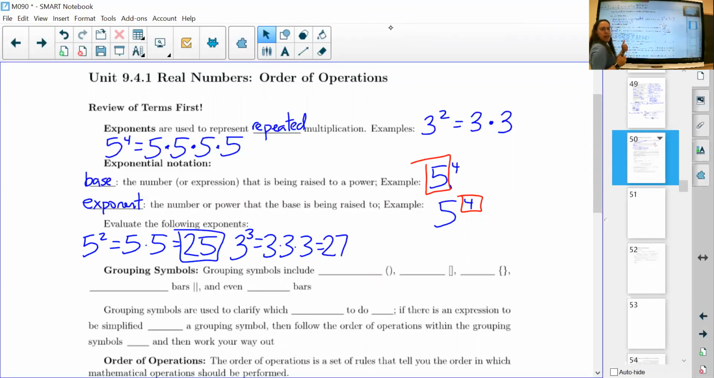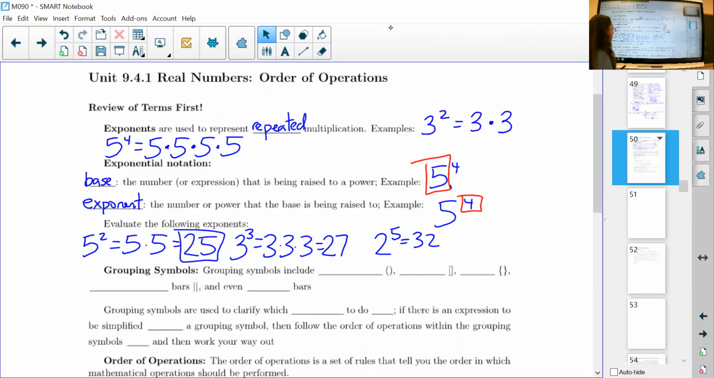I like to keep track on my fingers of how many I've done. That's helpful when you have something like 2 to the 5th. 2 times 2 is 4, times 2 is 8, times 2 is 16, times 2 is 32. This lets me keep track. And we can do it with variables. We'll see that later. Harder to evaluate unless we know what the variable is.